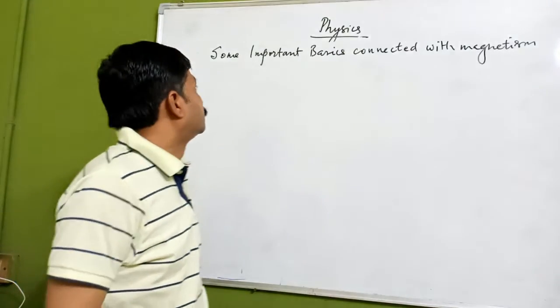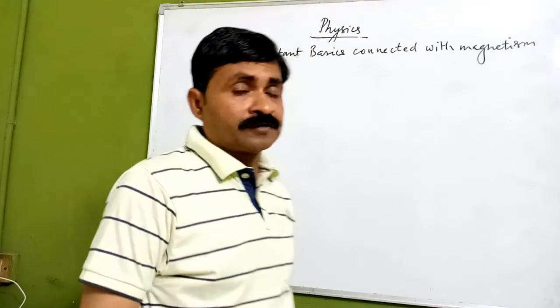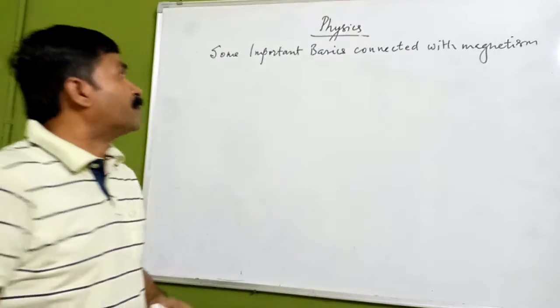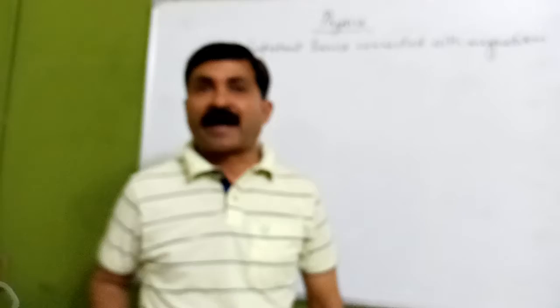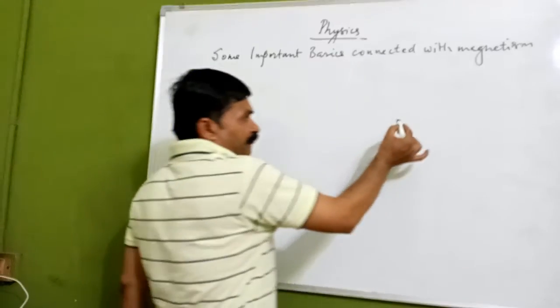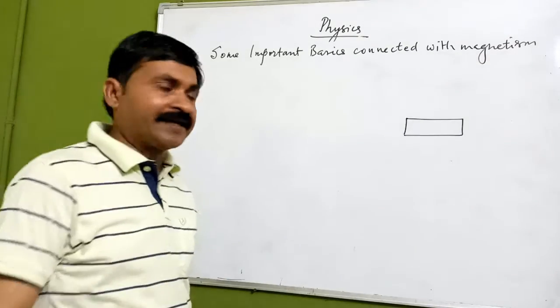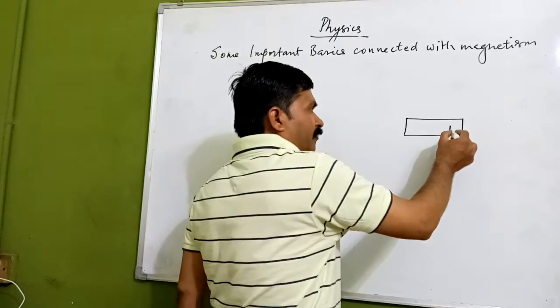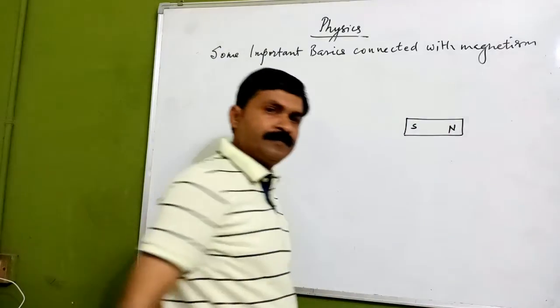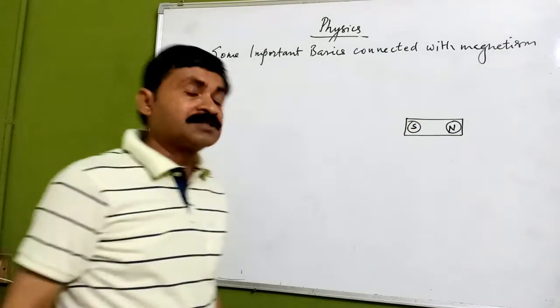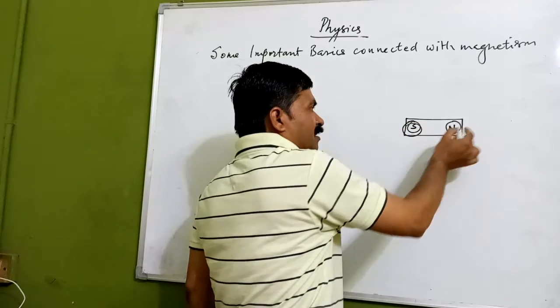Now see here, students, we have gone through the magnetism. Now we will go with some important basics connected with the magnetism. If we now understood the magnet, here we are having north pole and south pole. Now how can we define this south pole and north pole? Because there is a concentration here.